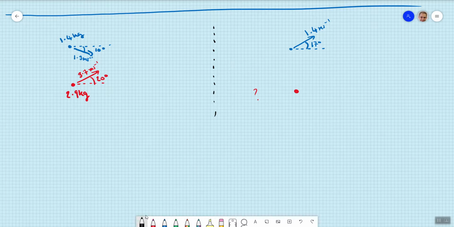Okay, so let's take first the x direction. They're both going in the x direction, which is great. So we have a momentum in the x direction: 1.4 times 1.3 times the cosine of 10. And our red one has momentum in the x direction, 2.9 times 3.7 times cosine of 20.